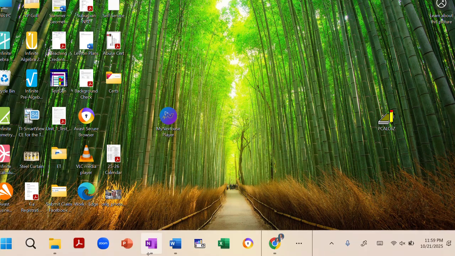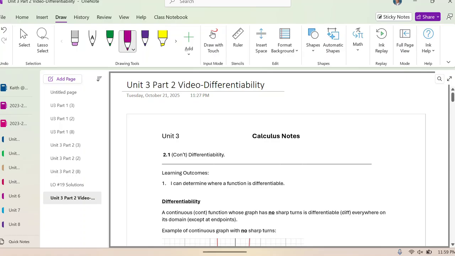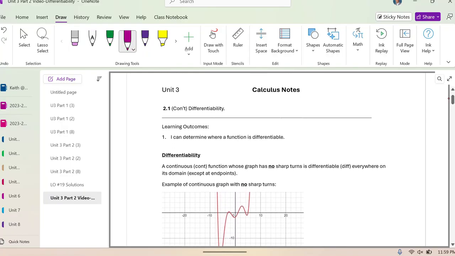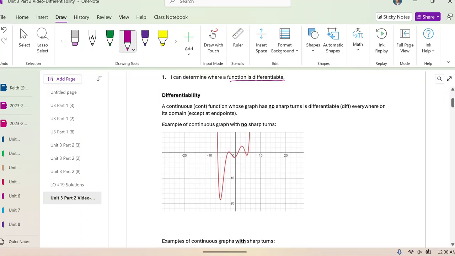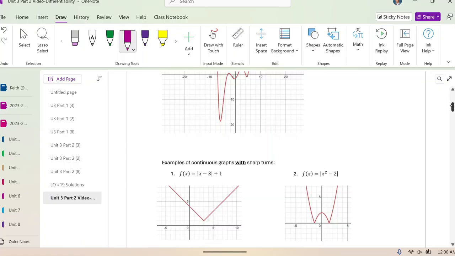Welcome to tonight's video on Unit 3, Differentiability. When you get done with this video, you'll be able to determine where a function is differentiable. So differentiability means basically where you're allowed to take the derivative of a function. And a continuous function whose graph has no sharp turns is differentiable everywhere on its domain except at endpoints.